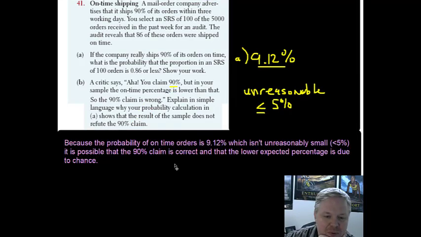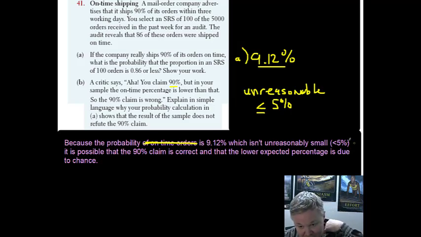all right, so the way we would answer that then is, because the probability is 9.12%, which isn't unreasonably small or less than 5%, it is possible that the 90% claim is correct and that the lower observed percentage is due to chance. All right, so we can go that route and answer that.